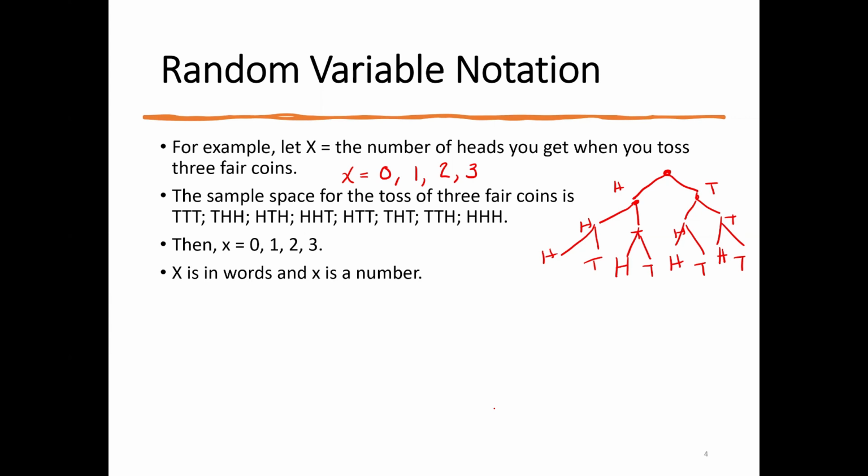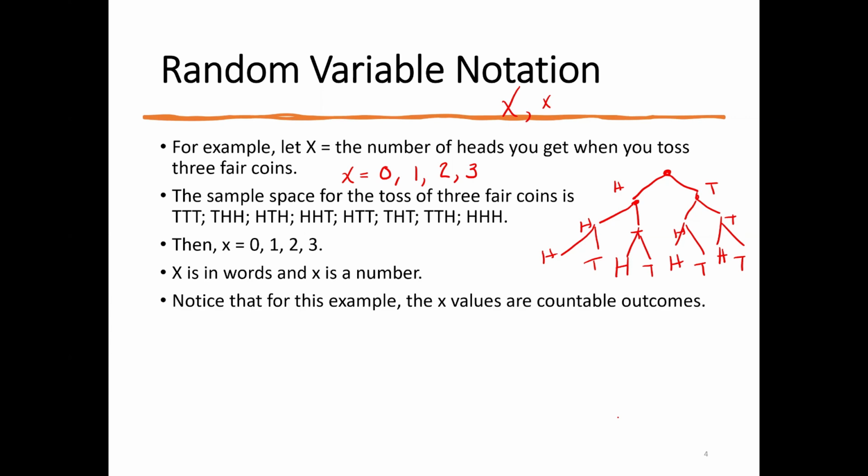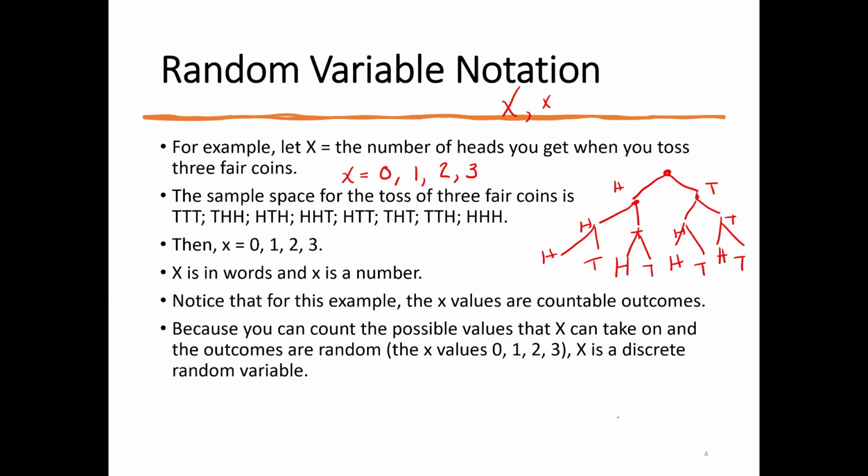Capital X is in words and little x is a number. And yes, capital X and little x are 2 different variables. They are not the same variable. Notice that for this example, the X values are countable outcomes. That's what makes this data discrete, because you can count the possible values that capital X can take on, and the outcomes are random. The X values are 0, 1, 2, or 3. X is a discrete random variable.